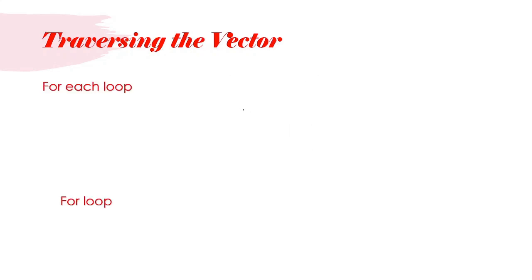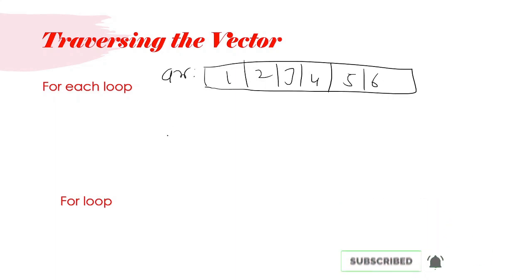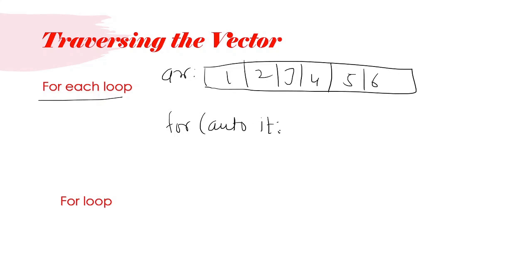Now traversing the vector. Say for example I have the vector 1 2 3 4 5 6 and the name of my vector is arr. The for each loop is a short and simple trick to traverse a vector. What we can do is write for auto it colon the name of the vector, and then cout it. Now what does this auto mean?